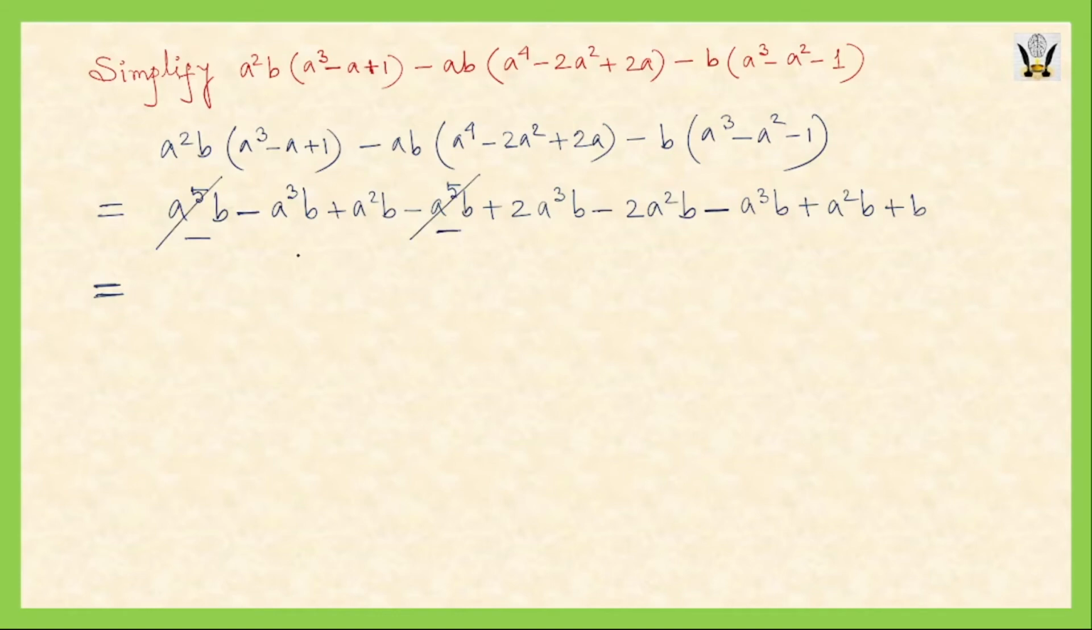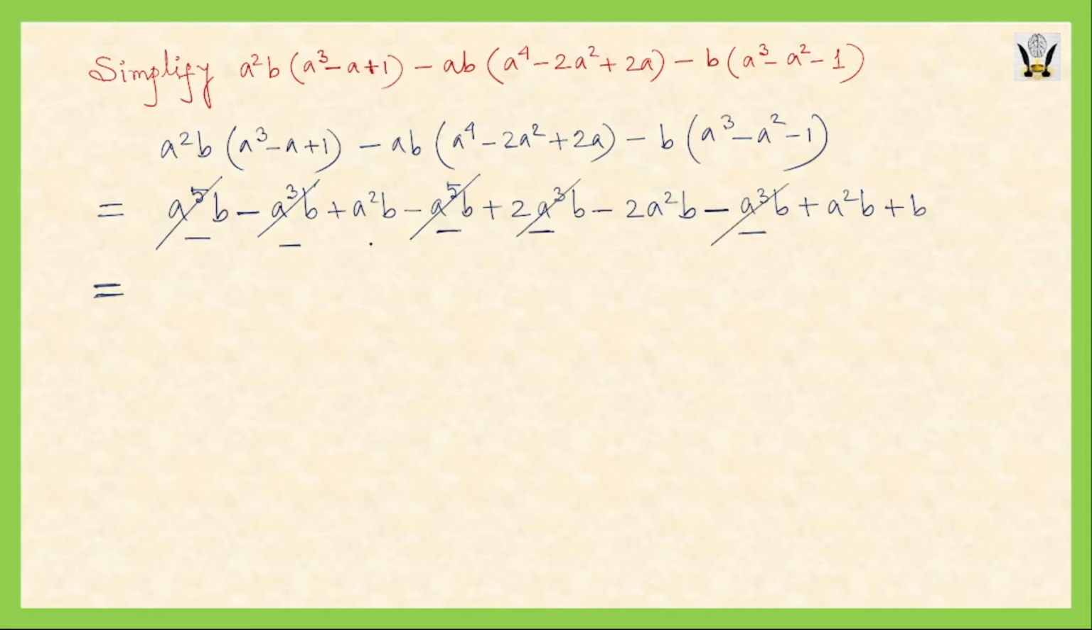Now we have minus a cube b, here we have plus 2a cube b, here it is minus a cube b, minus a cube b and minus a cube b, so it will become minus 2a cube b, and here it is plus 2a cube b. So in this line itself we can cancel each other, as we have seen they will become 0 finally.